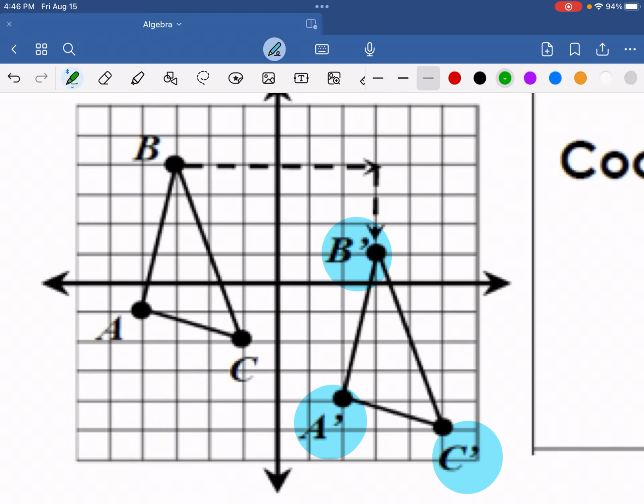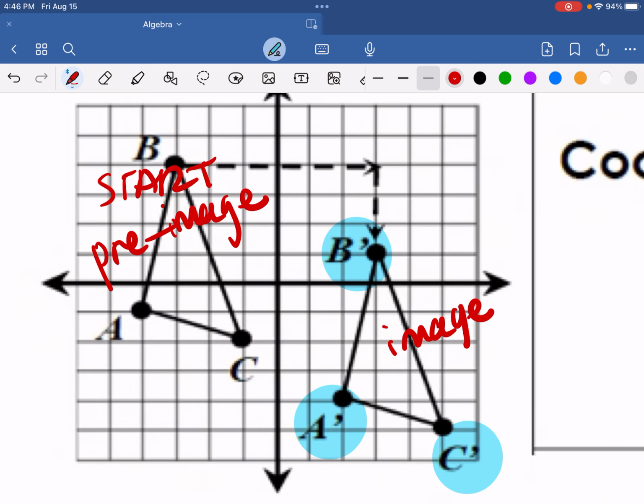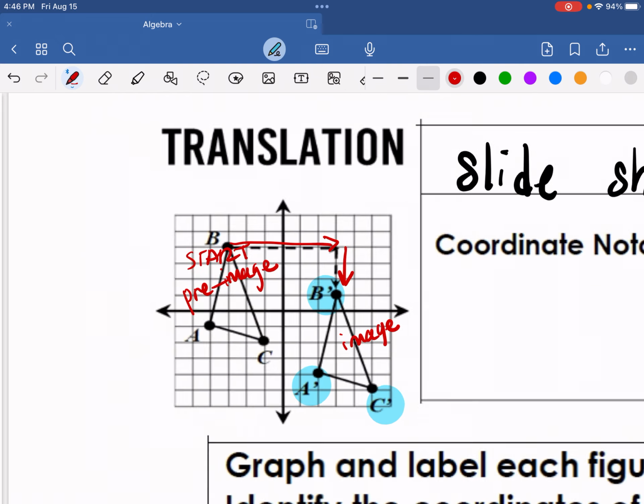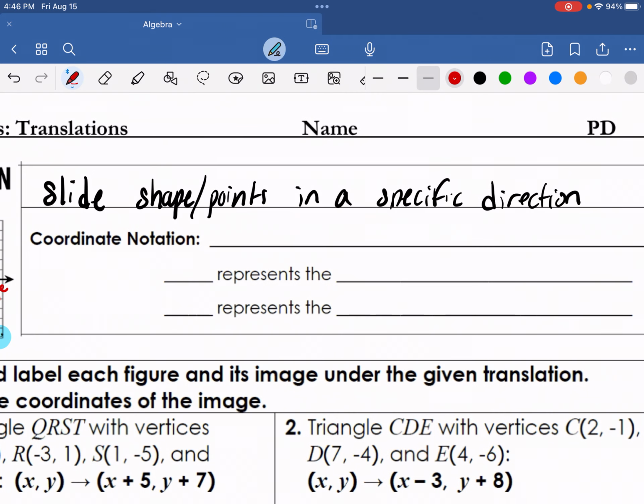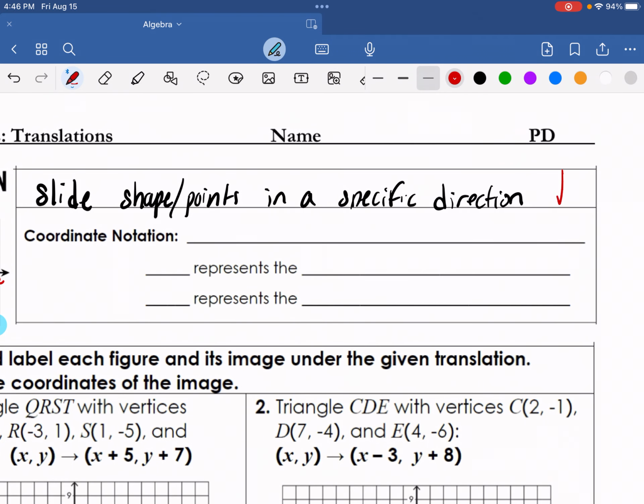And it just means that this one is called the pre-image because it comes first. And this one is called the image, the copy, the second picture. So we start on the pre-image, and then it went right, and then it went down. So today that's what we're going to do. A translation is when you slide the shape or the points in a specific direction. So you're going to go up, down, right, or left. You're going to move the shape those four directions.